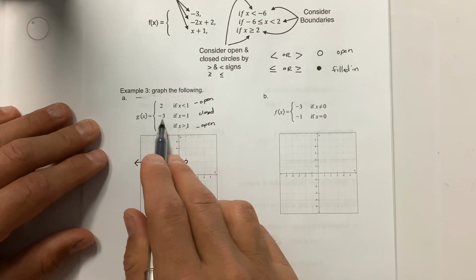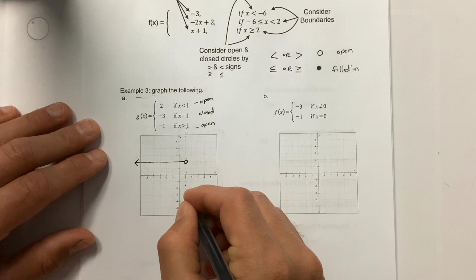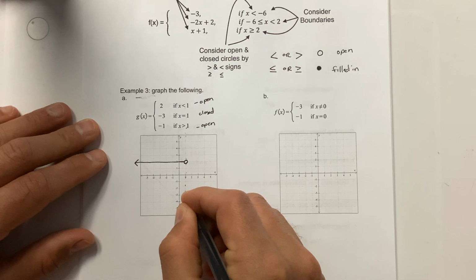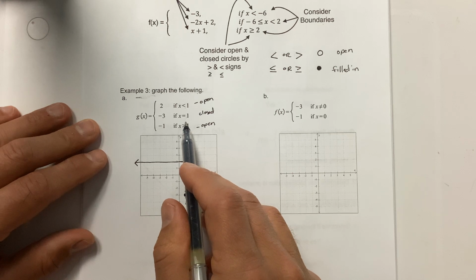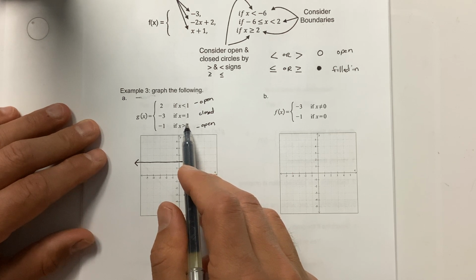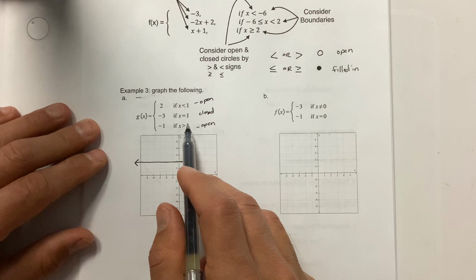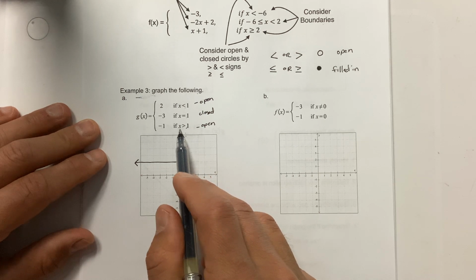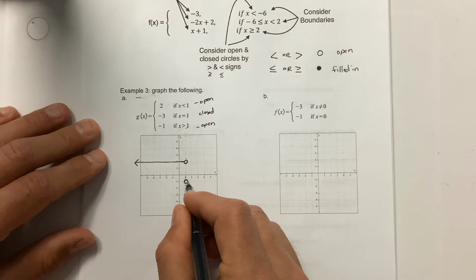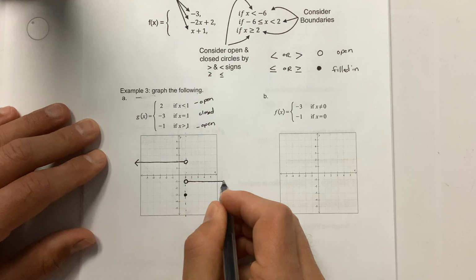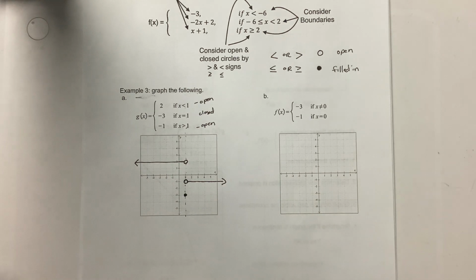Then at 1, it's at -3. So we'll just put a single dot here at -3 because it's only -3 when x equals 1. So it's not anywhere else except when x equals 1. And then once it gets larger than 1, it jumps up to just -1. So I'm going to open up a circle there, and it's going to go this direction. And that right there is the graph.